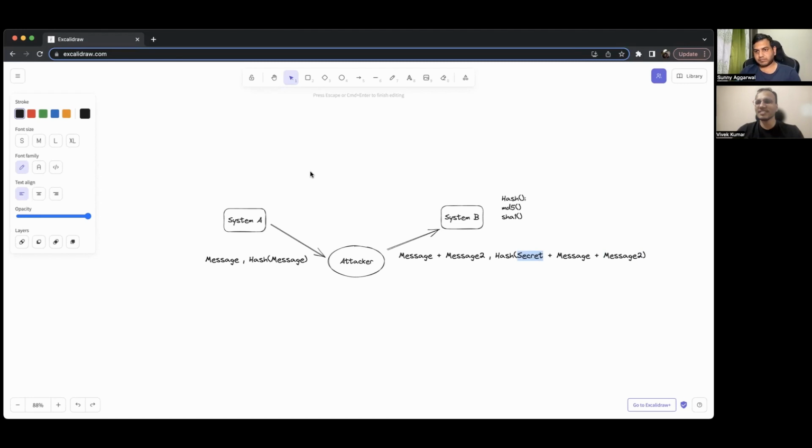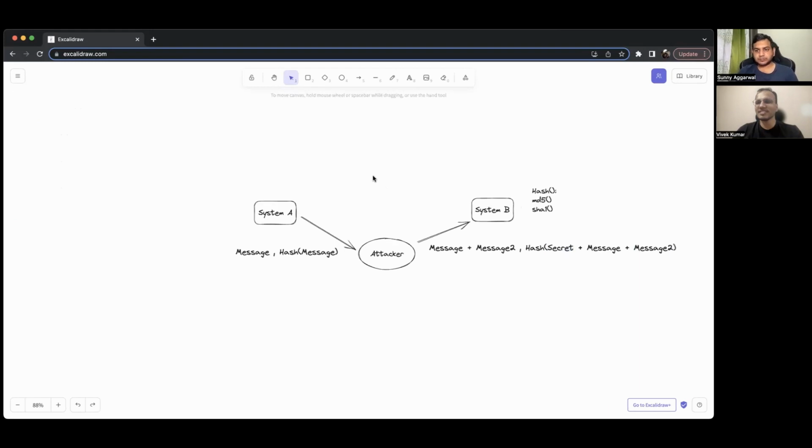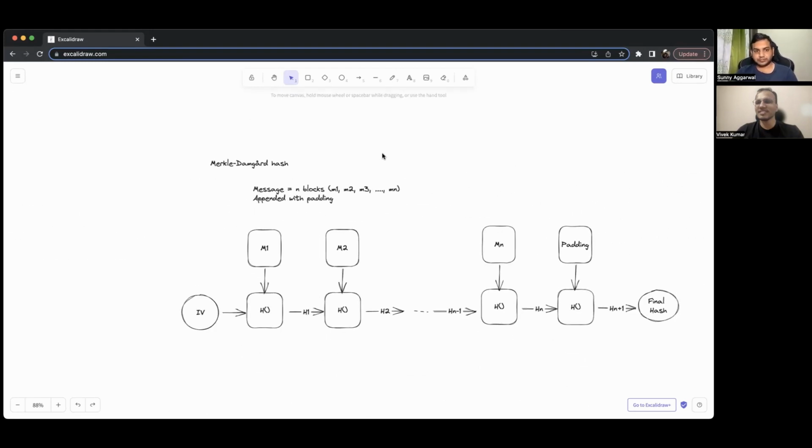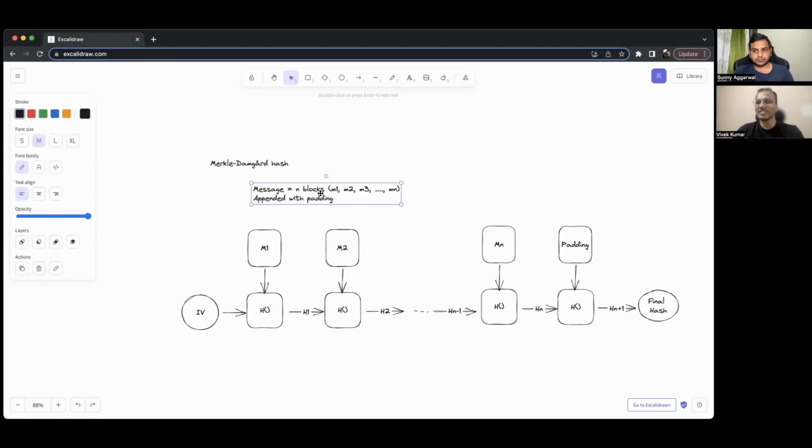This specifically happens when a Merkle-Damgard based hash function is used to generate the HMAC. What is a Merkle-Damgard function? Let me get into it. A Merkle-Damgard hash works in a way where a message is divided into n blocks.